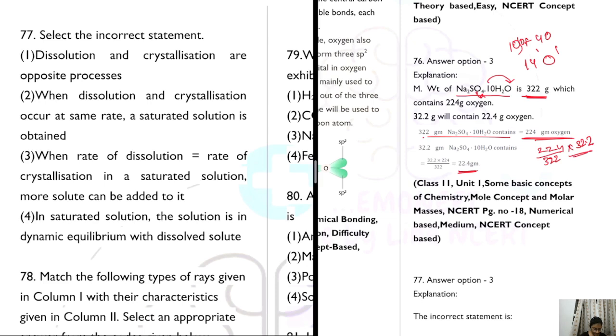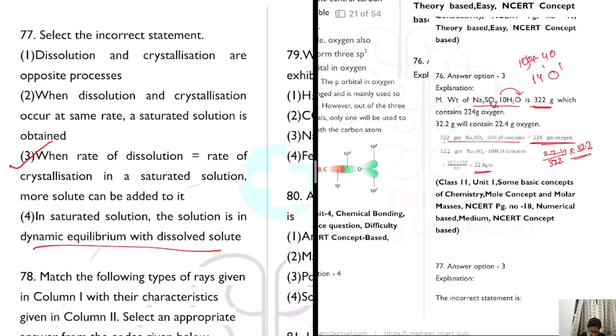Let's see the third statement: rate of dissolution equals rate of crystallization in a saturated solution, more solute can be added to it. This is the incorrect statement. I gave you an example: NaCl, when added more than saturation, settles down, that is, a precipitate forms. You cannot add more solute. So that is why this is the answer. The fourth statement: a saturated solution is in dynamic equilibrium with the dissolved solute. Yes, it is in equilibrium. That is why this is a saturated solution. Okay, so let's see the next question.